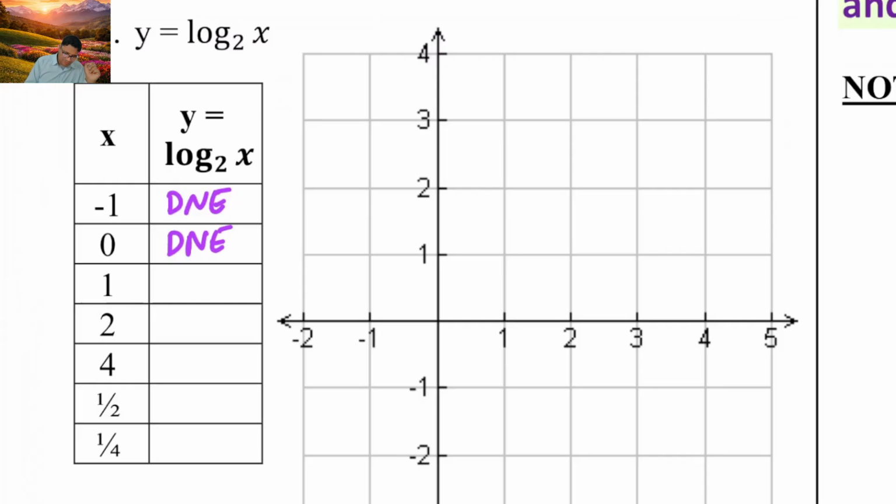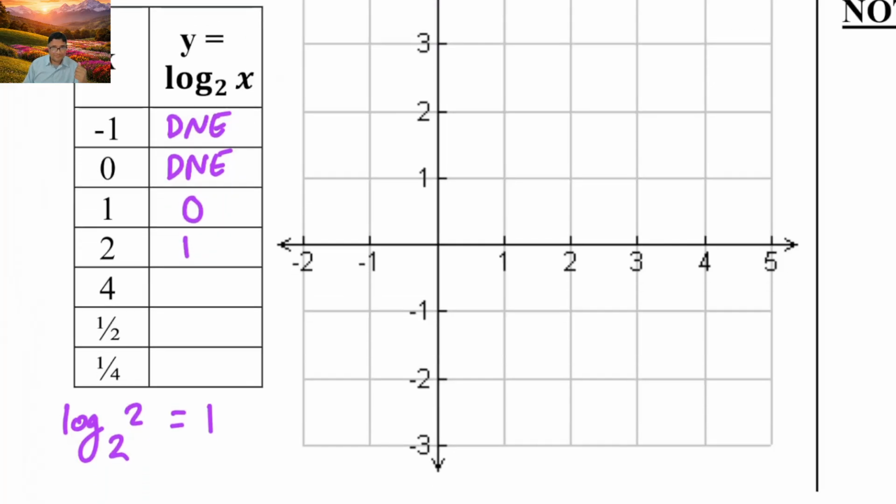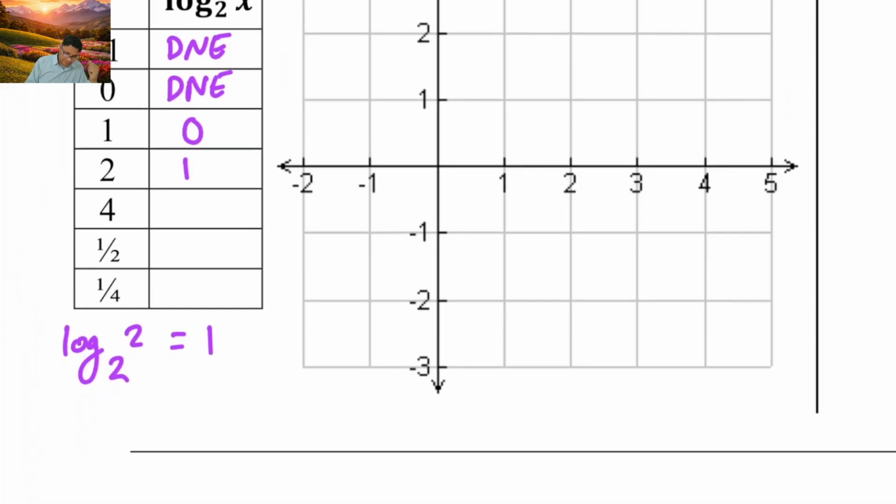Then another important property: log of 1 is 0, right? And then log of 2 with base 2. Now you remember from the previous video that's equal to 1. Log of 2 with base 2 is 1. And similarly when it is 4, that will be 2 because that's 2 squared. And now log of 1 over 2 is negative log 2, right?